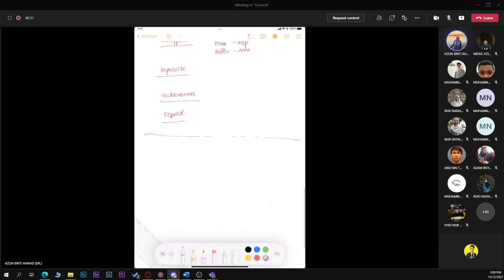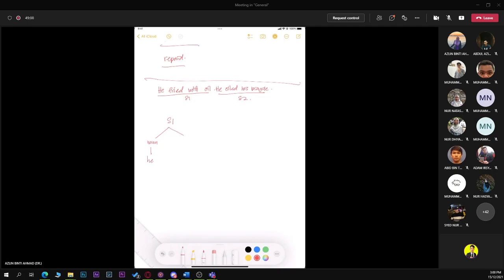So saya contoh lah sikit. Macam mana you nak jawab dalam exam? Okay, so this is S1. This is S2. So you can do S1. So he adalah noun. And then we have verb phrase. Okay. Where we have verb. And then with oil. So with oil you nak buat apa? Rasa-rasa apa benda?